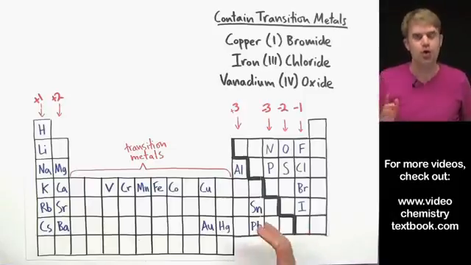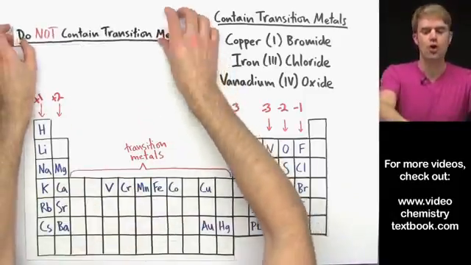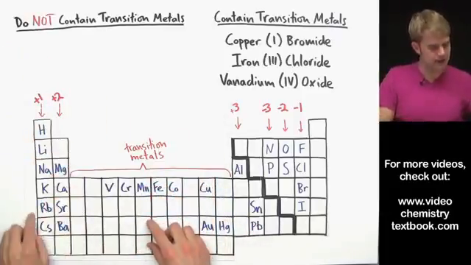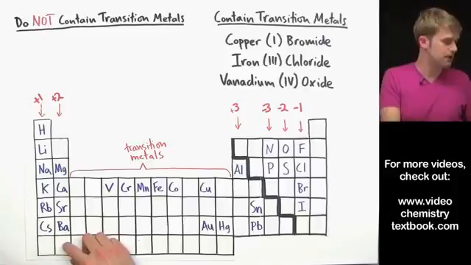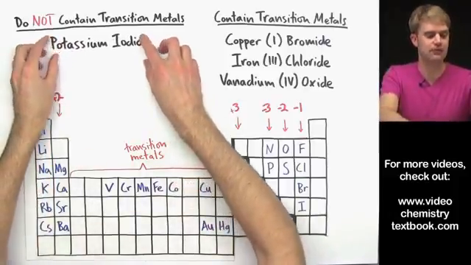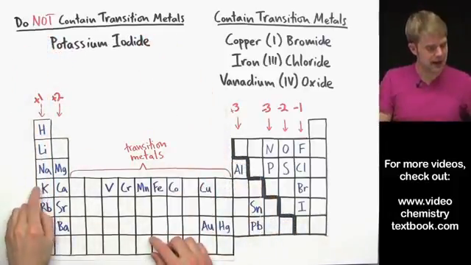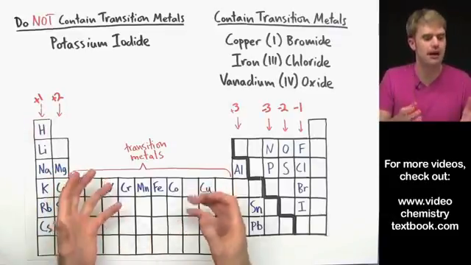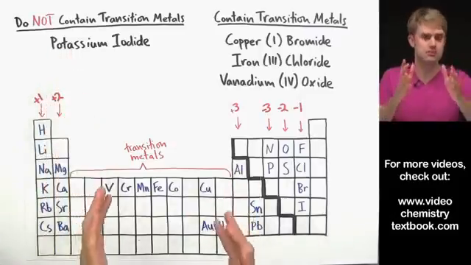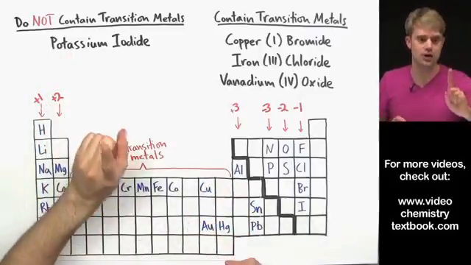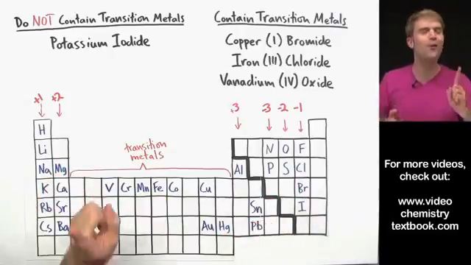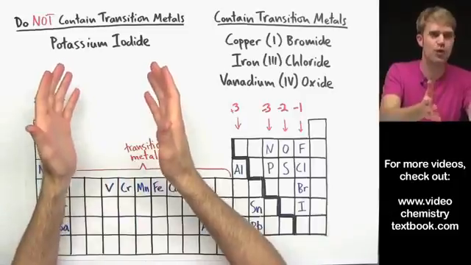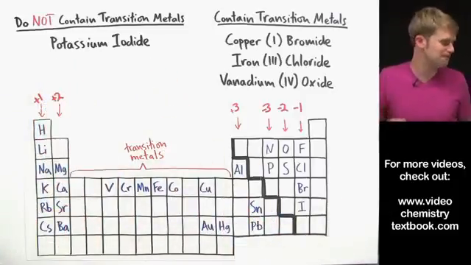Now, on the other hand, we don't use Roman numerals when we're naming compounds that don't contain transition metals, that contain, for example, the metals over here. Take potassium iodide, for example. Potassium, K, is in this column. It's in the 1+ column, which means that in an ionic compound, potassium always makes an ion with a 1+ charge. That's the only choice. It can only be 1+. So we don't need to put a Roman numeral in there to specify that it's 1+, because that's the only choice that it could be.